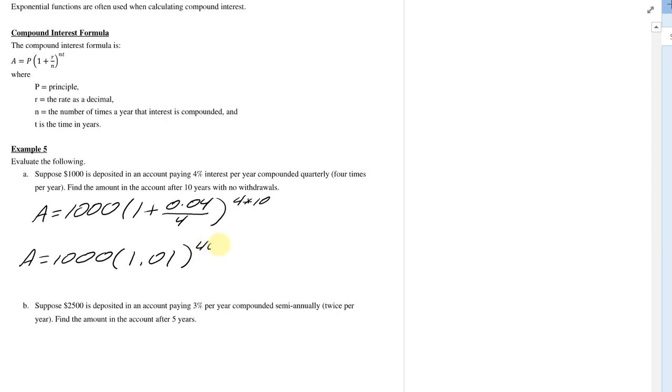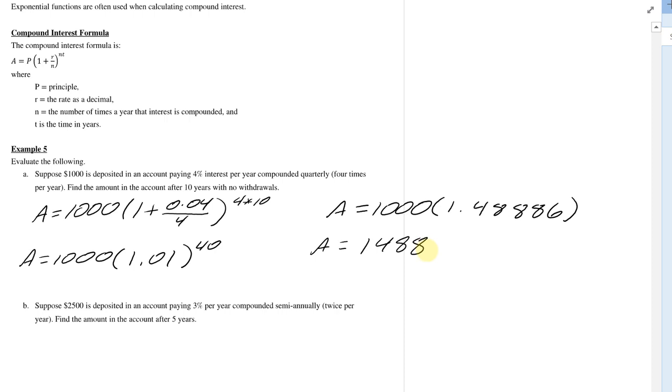So now I just have to take that to the 40th. So now I get A equals 1,000 times, and granted this is just an estimate, about 1.48886 and so on. So if I multiply that times 1,000, I get 1,488.86. Not surprising given this decimal. So this would be after 10 years, if this was how your interest was compounding, this is how much would be in that account without having to do anything.